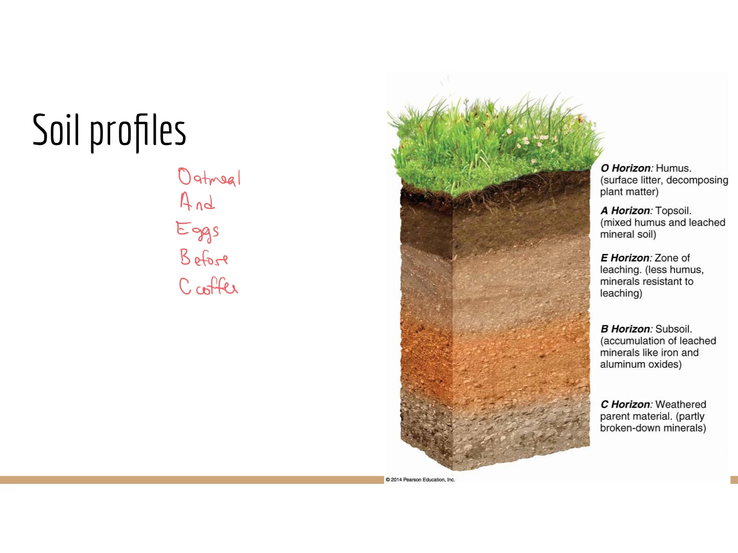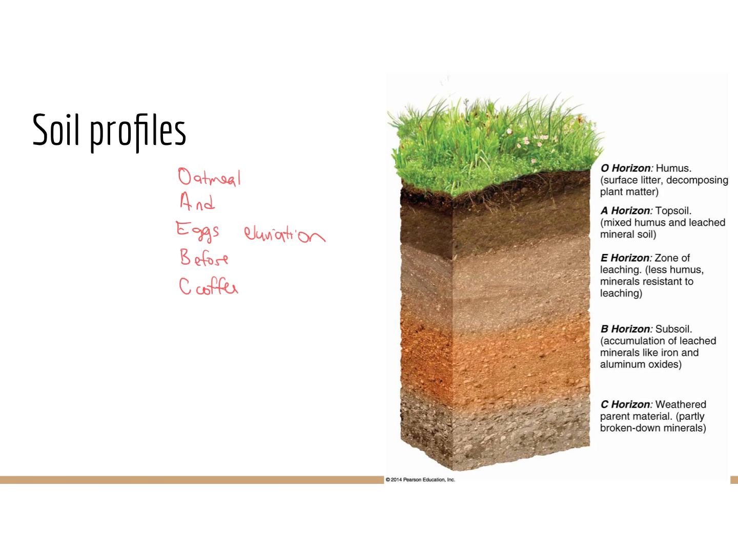The E horizon, E stands for eluviation, which means leaching. So this is where we have a process of leaching or dissolving away minerals due to this downward movement of water. So this horizon tends to be paler because those minerals are leaching, they're being moved by water through the soil in this spot. There's going to be less humus, and you're just going to be stuck with minerals that are resistant to that leaching.